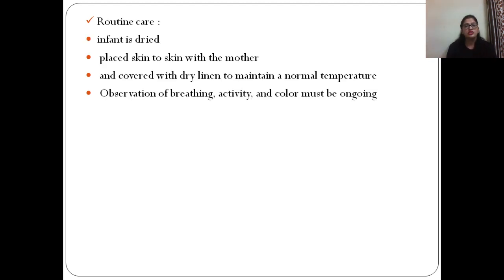Now, routine care is what is given routinely to all babies. In this, the infant is dried, the baby is placed skin to skin with the mother so that hypothermia may be prevented, and the baby may be covered with dry linen to maintain a normal temperature. At the same time, you should ensure that the child is observed for his breathing pattern, his activity and the color, and these observations should be ongoing.